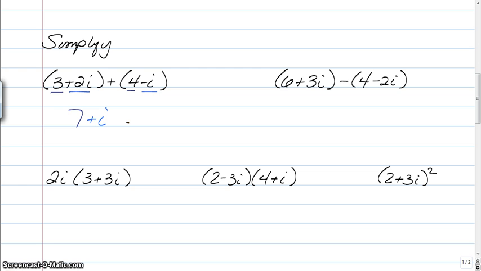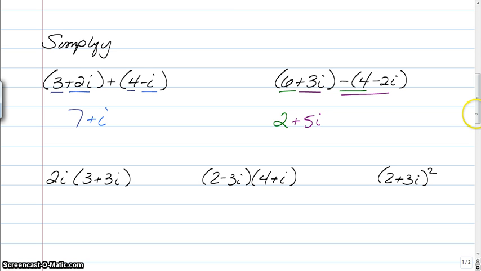And you're done. All you have to do is add your integers or your real numbers and add your imaginary numbers, combine them, and you're done. Same with this one. 6 minus 4 is 2, and then you have 3i minus a negative, which turns into plus 2i, is going to give you plus 5i, and you're done. That's it. Combine like terms, be finished.